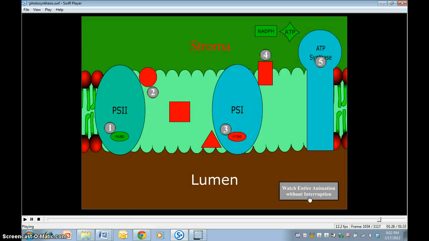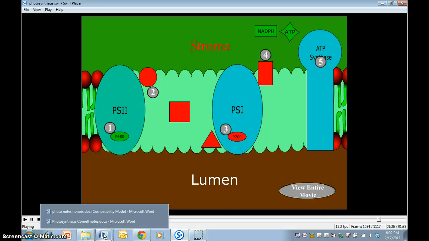Okay, so that's the light reaction of photosynthesis. And so what you notice there is that the light was absorbed by the chlorophyll, the water was broken, and we generated some ATP and another molecule called NADPH. And those molecules are then used for the second part, which is called the Calvin cycle. And so we'll just go to the notes sheet now.